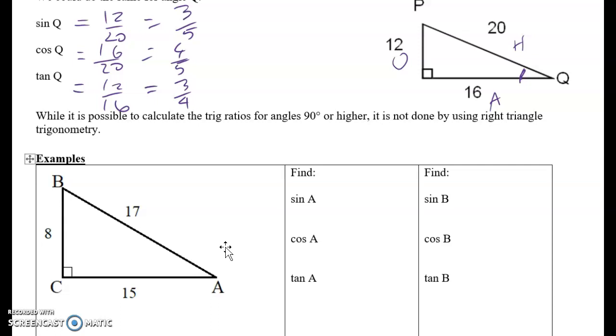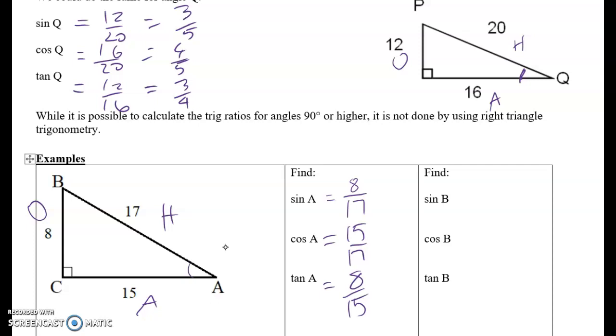Okay, so let's look at what we have here. We're trying to find the sine of angle A and the sine of angle B. Now I'm going to start off with angle A. I'm going to label my sides opposite, adjacent, and hypotenuse. And my ratios are fractions, right? Sine is opposite, which is 8, divided by hypotenuse, which is 17. Cosine is adjacent, which is 15, divided by hypotenuse, which is also 17. And finally, tangent is opposite over adjacent, which is 8 over 15.